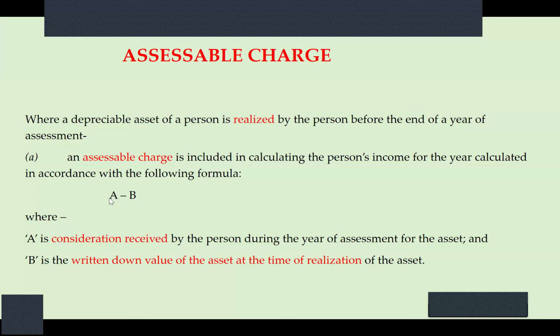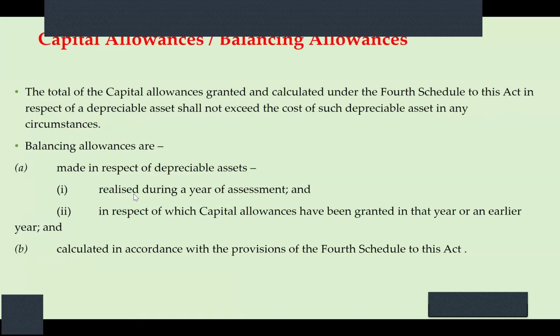Then if A is higher than B, there is a profit. So we cannot deduct the assessable charge. If it is an assessable charge, then we have to add it to the business income. I think you can remember that when we were considering the business income under subsection 2, I explained that if there are some inclusions, some income mentioned under subsection 2, that amount should be included in the business income. So assessable charge is also one of that type of income.